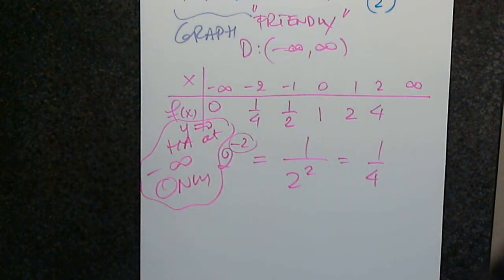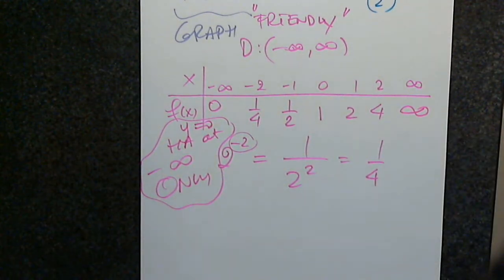Okay, let's go the other way. 2, 4, 8, 16, positive. Exactly. We have never seen this before. This is unique. Absolutely unique. We have never seen a function that looks like this. It has a horizontal asymptote at negative infinity, but no asymptote at infinity.